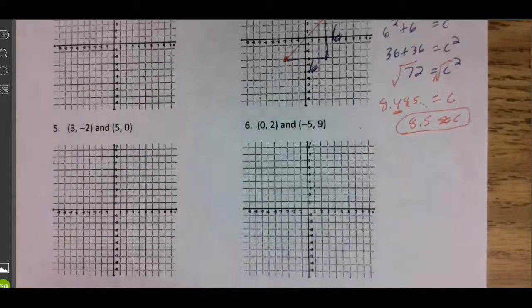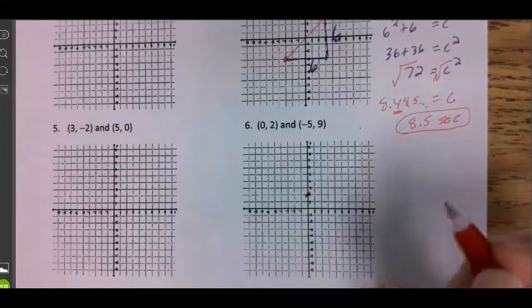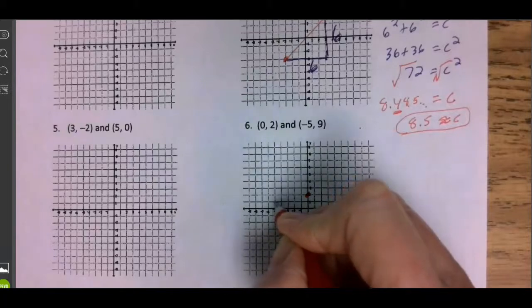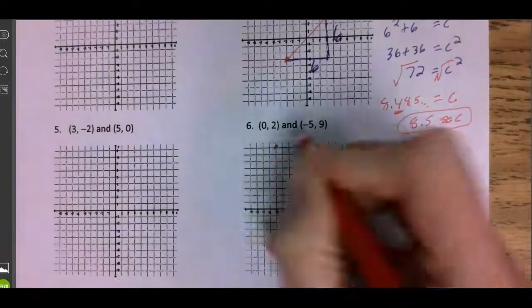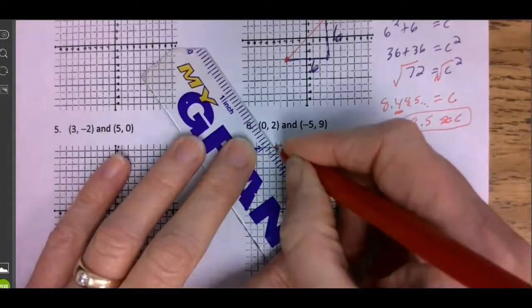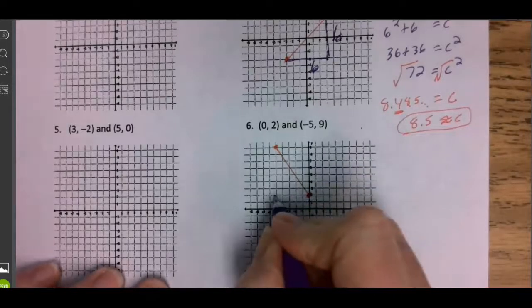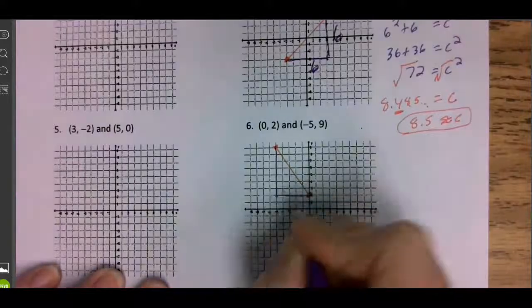Let's do 6. Okay, so we're going to plug in the points 0, 2. There's that point. -5, 1, 2, and 9. So we're going to find the length right here of this segment using the Pythagorean Theorem. Okay? So if you're ever given a line and you need to find the length of it, make it into a right triangle. So if it's on a grid, you can easily do that. Or if not, make it onto a grid.